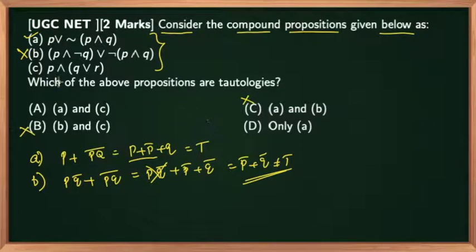Now let's take C. We have P and Q or R, right? That means P into Q plus R. So this is not going to be valid to true always. So C is also wrong. So that means A is wrong. So the correct option should be D.